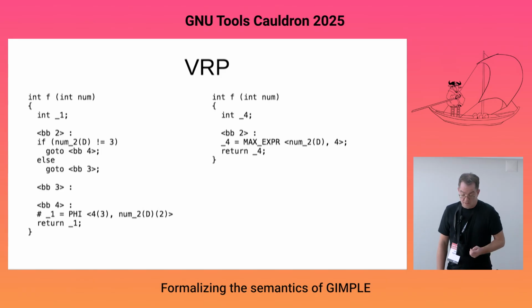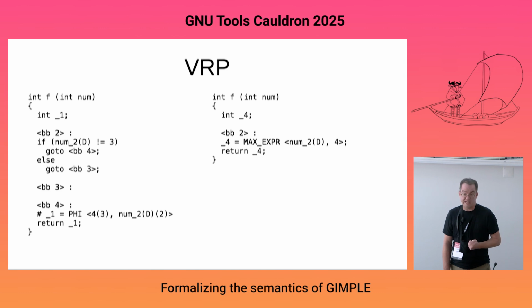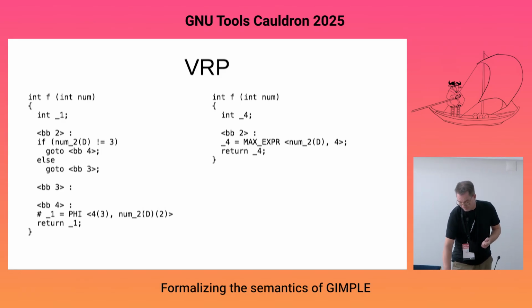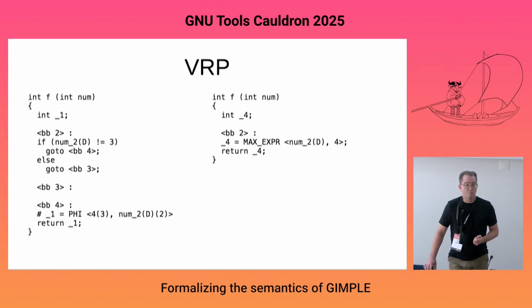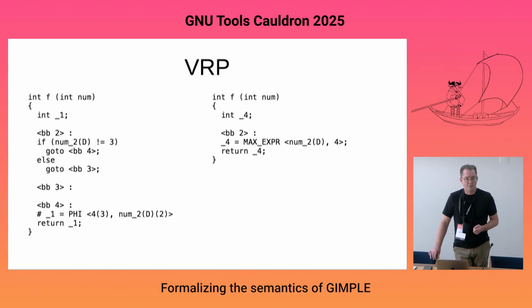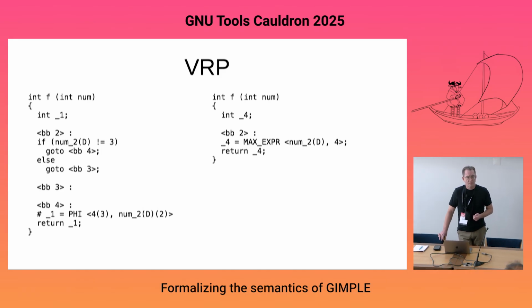So smtgcc looks at all the range data also, but there are probably other similar things that are missed at the moment. But you can see the VRP details if you use the corresponding flag to -fdump GIMPLE.